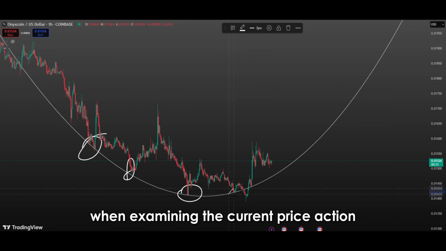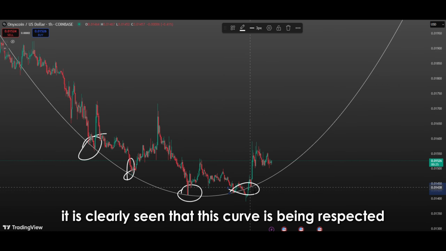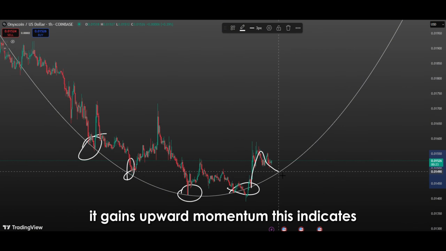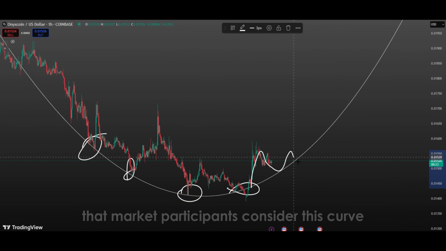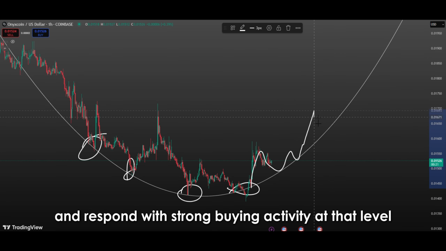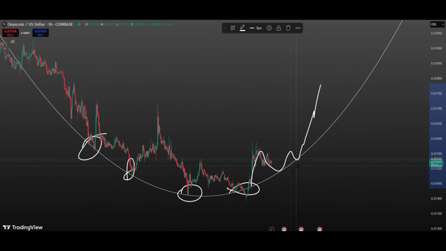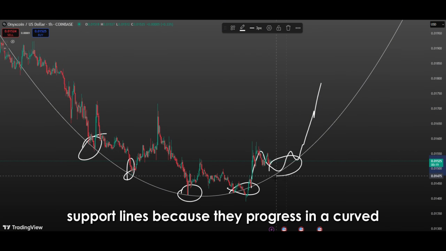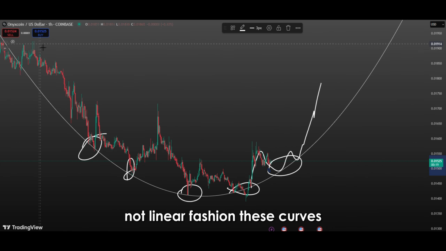When examining the current price action, it is clearly seen that this curve is being respected, and each time the price touches it, it gains upward momentum. This indicates that market participants consider this curve an important support line and respond with strong buying activity at that level. Rising curves function somewhat differently than classic support lines because they progress in a curved, not linear fashion.